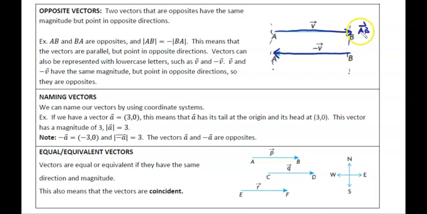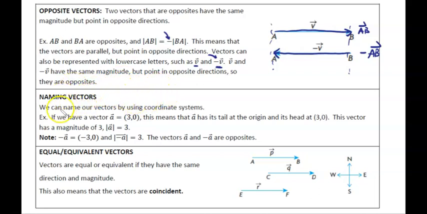So in tail to head notation, this would be negative AB. So those are opposites. AB and BA are opposites, and the magnitude of AB equals the magnitude of BA. AB and BA are going to have the same magnitude. This means that the vectors are parallel, but point in opposite directions. Vectors can also be represented by lowercase letters such as V or negative V. Again, that negative sign is the direction, the opposite direction. V and negative V have the same magnitude, but point in opposite directions, so they are opposites.